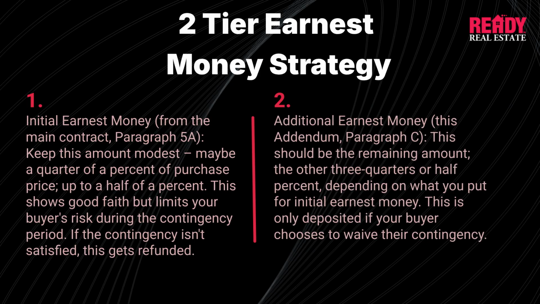Number 2, additional earnest money. This addendum, paragraph C. This should be the remaining amount, the other 0.75% or 0.5%, depending on what you put for initial earnest money. This is only deposited if your buyer chooses to waive their contingency.